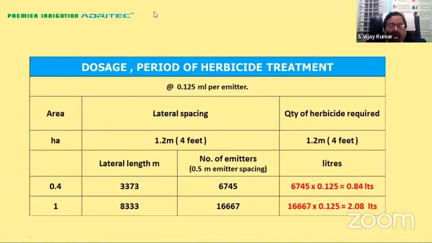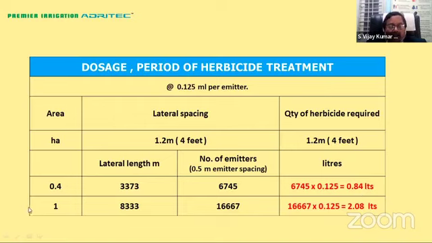So just to get into the calculations, how much herbicide treatment: I told you it is 0.125 ml per emitter. If the lateral spacing is 1.2 meters or 4 feet, we know that in 1 acre, or 0.4 hectares, the lateral length will be around 373 meters, and around 6,745 emitters will come in, assuming 0.5 meter spacing. That means roughly around 0.84 liters of pentamethylene will need to be injected.